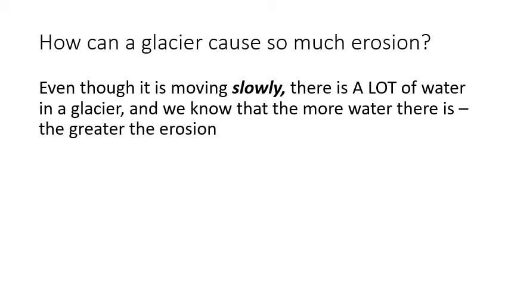Now, how can a glacier cause so much erosion? It's really, really slow-moving water. We know that slow water doesn't cause as much erosion, but the trick is with a glacier, there is a lot of water. And we know that the more water there is, the greater the erosion. So glaciers can cause erosion not because they're fast water, but because there's so much water.